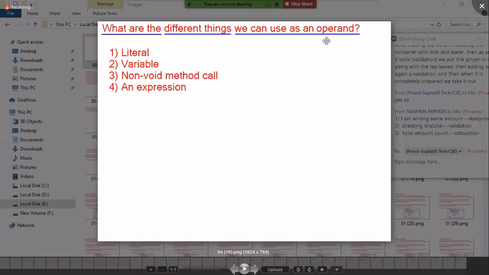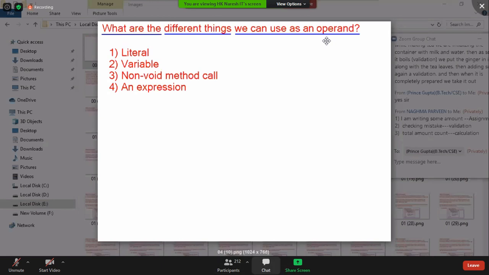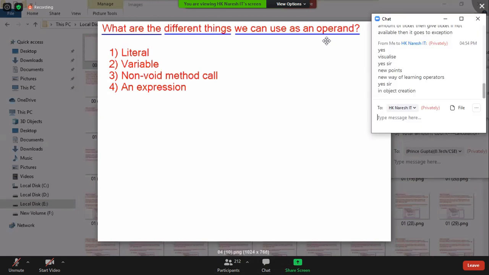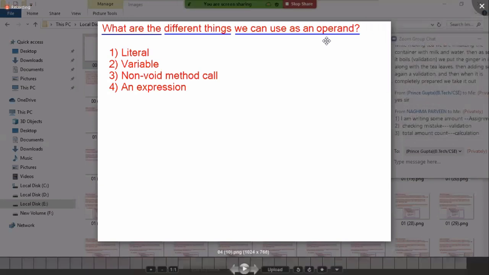Because Java is an object-oriented programming language, we can also use an object as an operand. Under variable, object also comes: object reference variable. Variable means 2 types of variables: primitive variable and reference variable. Primitive variable contains a primitive value, reference variable contains what? Object reference. Some operators accept an object also as an argument. So these are the basic ideas. What are the different things we can use as an operand?